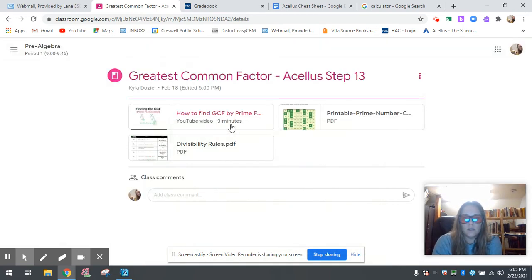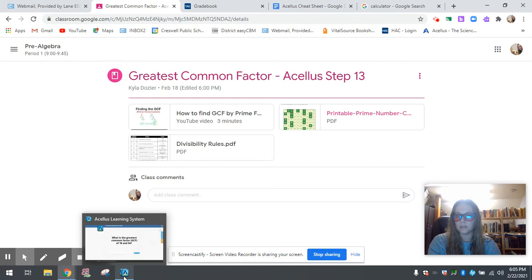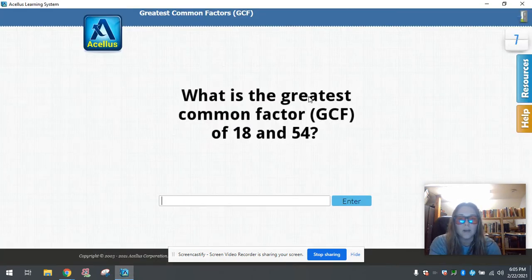All right, there's a little video showing you a factor tree, but right now I'm making you a video to show you some greatest common factors. So I've put myself on this level, this lesson in Acellus. So my first 2 numbers I've been given to find the greatest common factor of are 18 and 54.